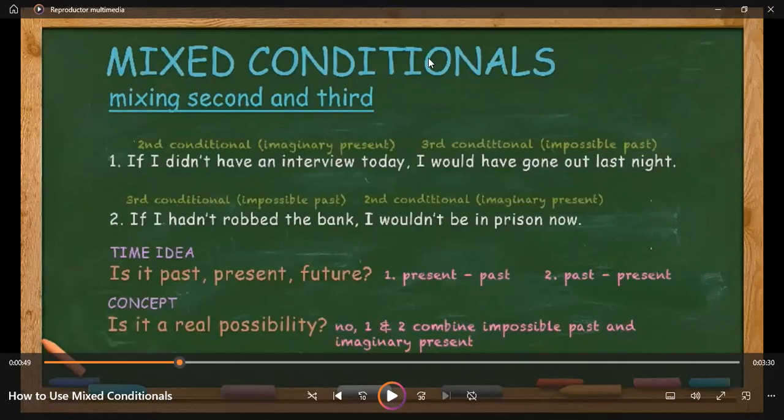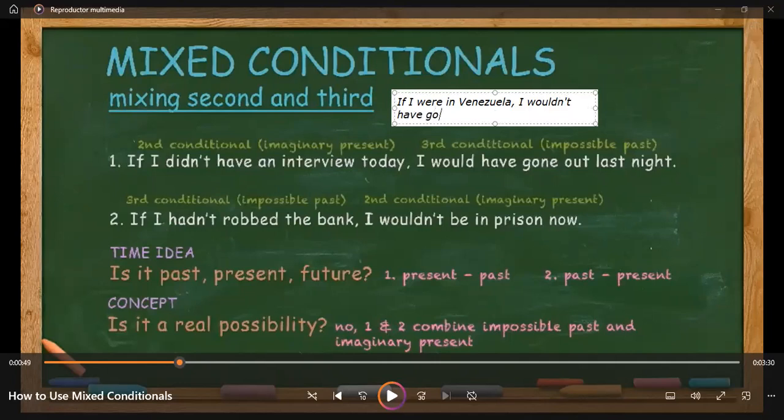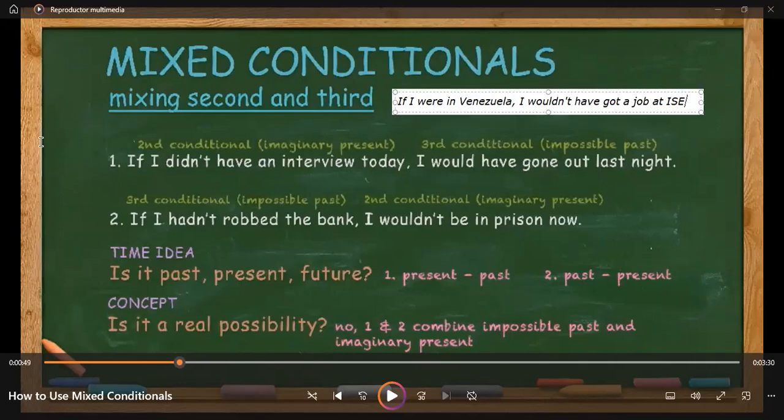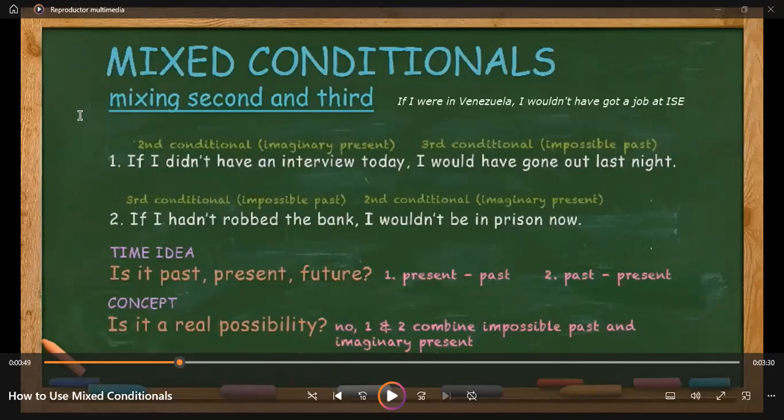Yes, as I said, for example, if I were in Venezuela, I wouldn't have got a job at ISE. Okay, if I were in Venezuela, I wouldn't have got a job at ISE. Okay, so imaginary present, I am not in Venezuela. Impossible past, I wouldn't have got a job at ISE.